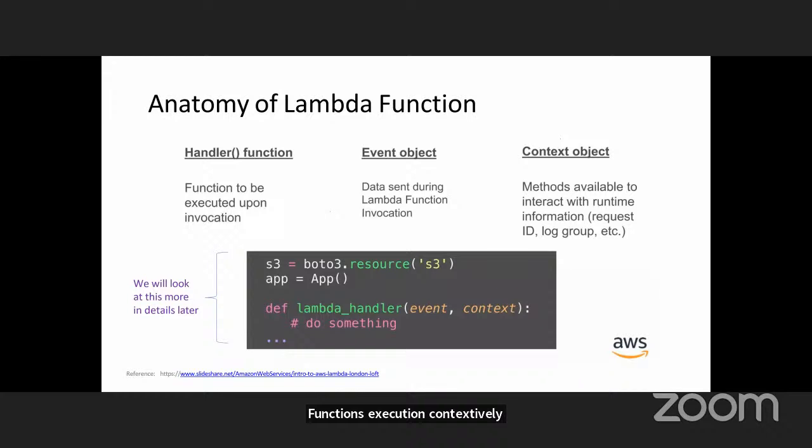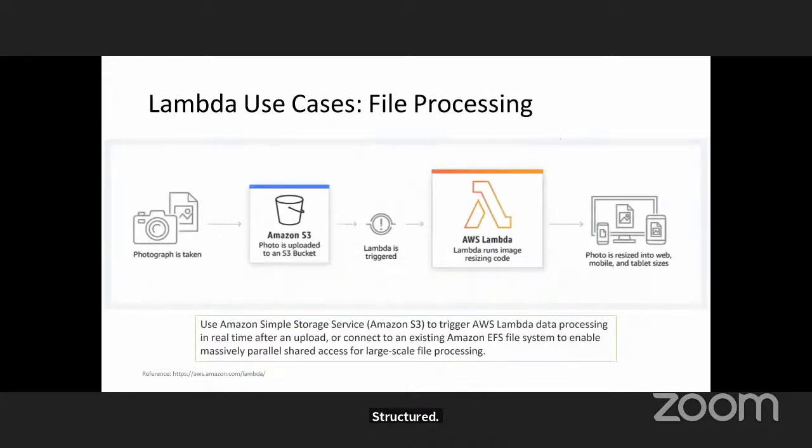So when we write the Lambda function, normally we put our main logic in this Lambda handler and then play with this event object. It's normally a JSON format structure. And then here are some use cases for Lambda. For example, file processing: we can use AWS S3 to trigger the Lambda function for real-time data processing after a file upload.